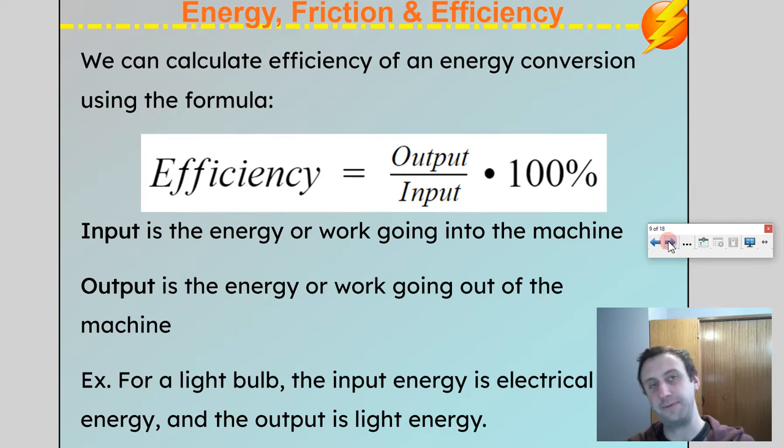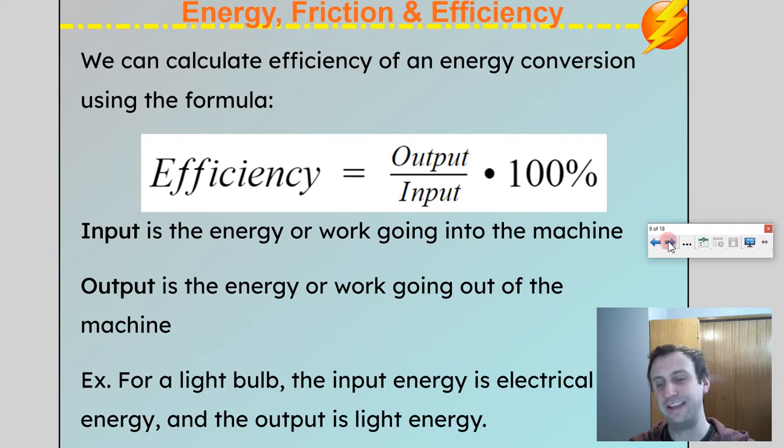We can calculate the efficiency of any energy conversion or a machine that converts energy by using this simple formula. It might look complicated, but if you know anything about percents, this is just calculating a percent. All it is saying is, how much energy did you get out of it? That's your output. How much energy did you put in? That's your input, times 100%. And then that gets you your efficiency. Think about this like a test percentage. How many questions did you get right? That's your output. How many questions did you see? That's your input, times 100%.